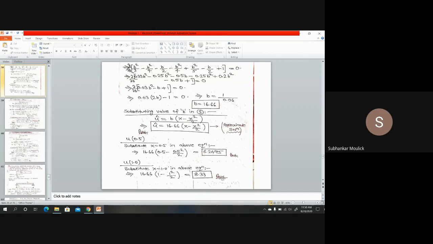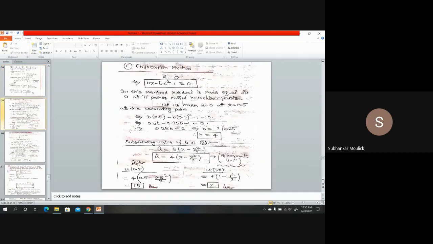Okay, fine. Next, the third method by which I have to get the approximating solution of the given differential equation is the collocation method. The other name of the collocation method is the point collocation method. Either you call it the collocation method or you call it the point collocation method.